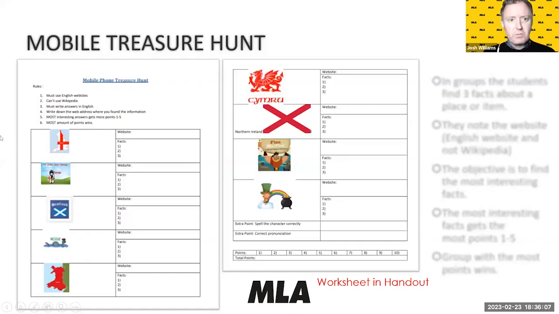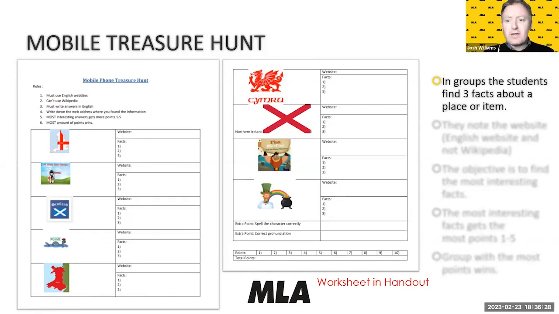Okay, so just moving on. Another idea is a mobile treasure hunt. In groups, the students can find facts about a place or item. So what we have, and I've put this worksheet in the handout, is a mobile phone treasure hunt.